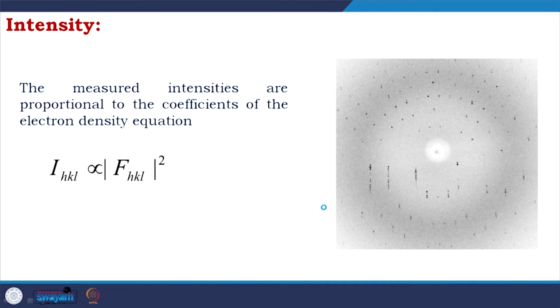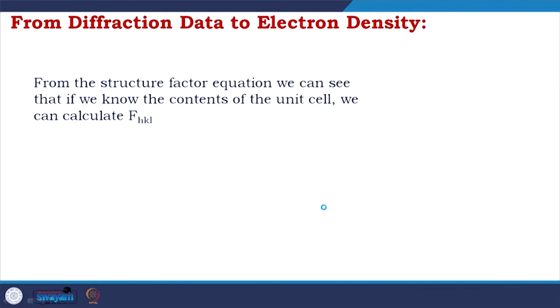As we talked about, the measured intensities are proportional to the coefficient of the electron density equation. So, from the structure factor equation, we can see that if we know the contents of the unit cell, we can calculate FHKL.